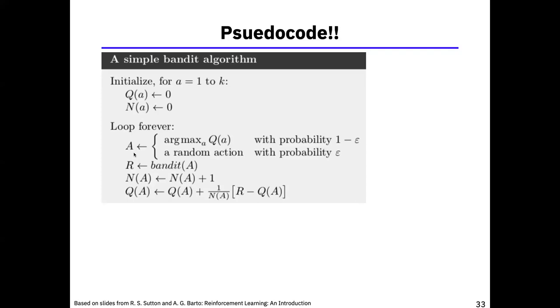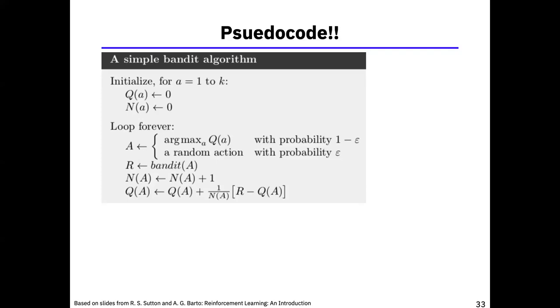All right, so after you initialize, you select an action. And in this particular case, as I said, you have a choice of selecting the best action based on what you know, or you randomly select an action. And that probability epsilon is what determines it.